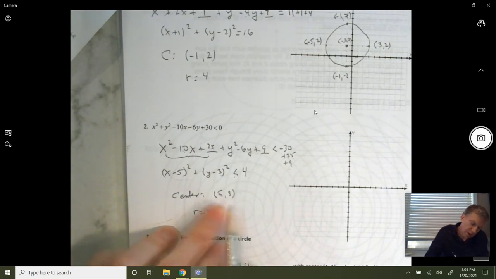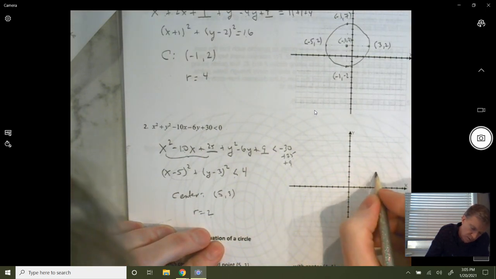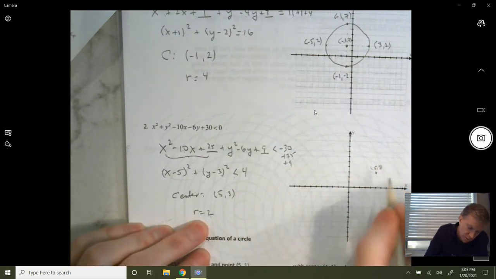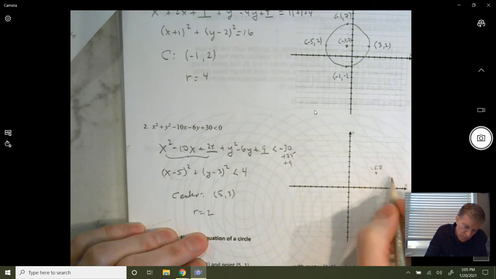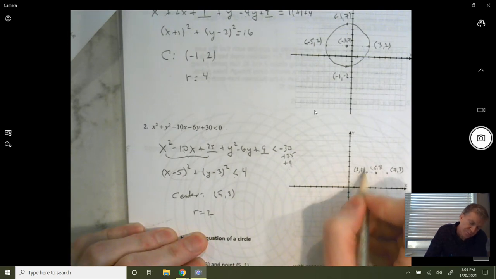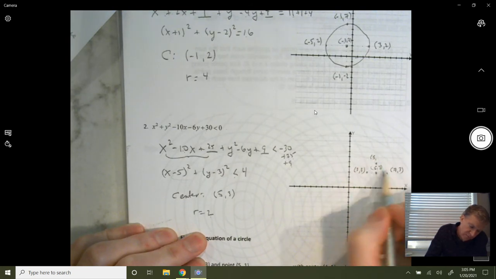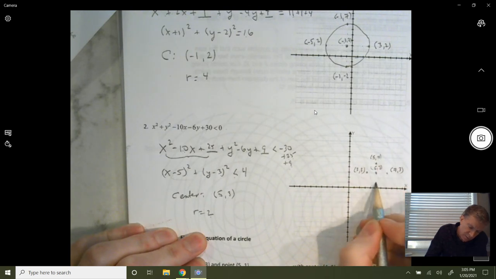Okay, so (5, 3): 1, 2, 3, 4, 5, 1, 2, 3. (5, 3), and then the radius is 2, so if I go right 2, that adds 2 to your x coordinate, (7, 3). Left 2, that subtracts 2 from your x coordinate, so (3, 3). And up 2, I'm going to add 2 to my y, that's going to be (5, 5). And down 2, I'm going to subtract 2 from my y, so that's (5, 1).